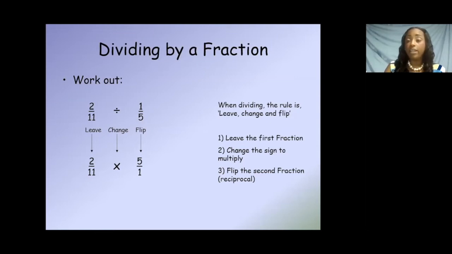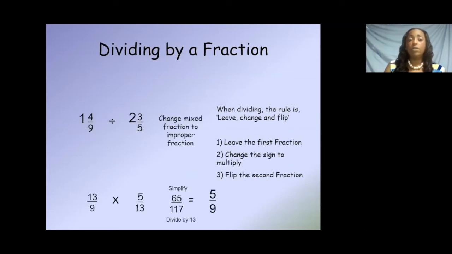Again, you want to apply your knowledge of multiplication. So when you multiply fractions, you multiply your numerators together. Then you multiply your denominators together. In this case, we have 2 times 5 as our numerators being multiplied, which will give us 10. Then we have our denominators that we must multiply. In this case, 11 times 1 is 11. Good job. So we end up with 10/11. That's a proper fraction, so we can move on.